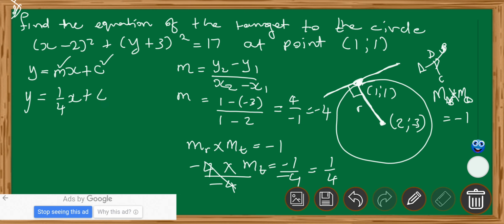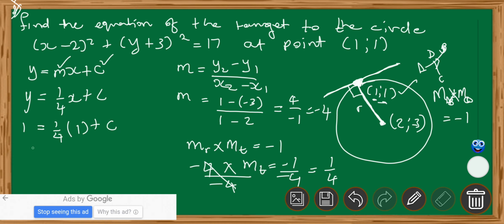So what is left is the value of c. We can find the value of c using the point (1, 1), which is on the tangent, and it is also on the circle. So we can use this point to find the value of c. We see y, so substitute 1, which is the value of y, and we see x, so substitute 1 as well, and we can get the value of c.